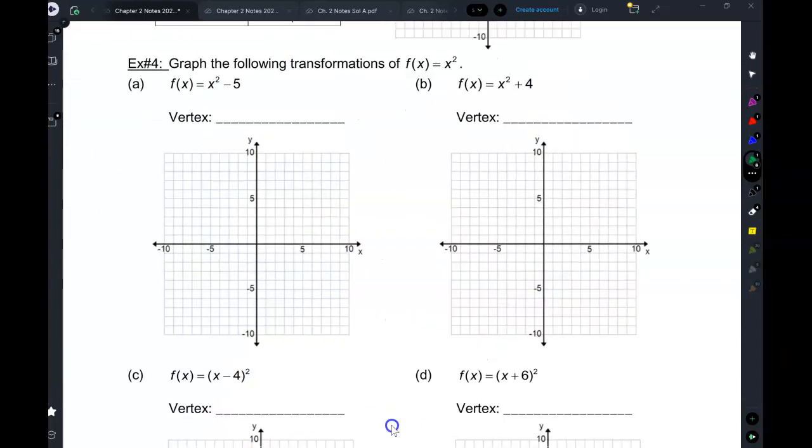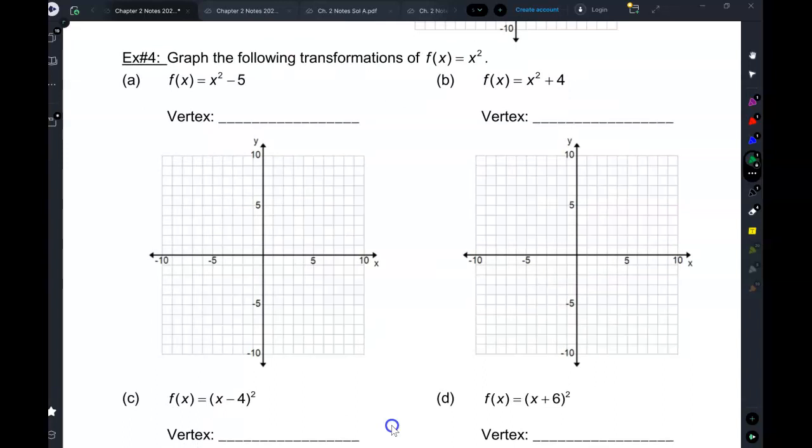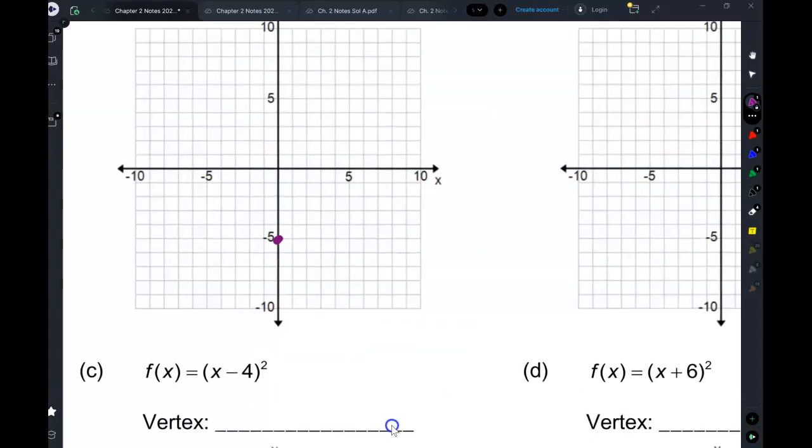So why don't we go ahead and do that here. So now we're going to do some transformations though. Take a look at this one, x squared minus 5. Where does that move the parabola? Down 5. So where would the vertex be now? 0, comma, -5. So I go to 0, -5, and I put my dot there, my vertex.